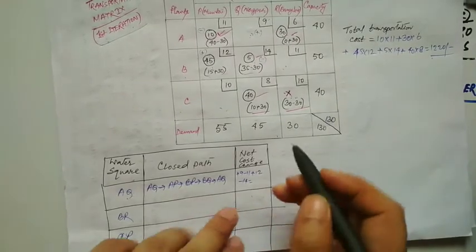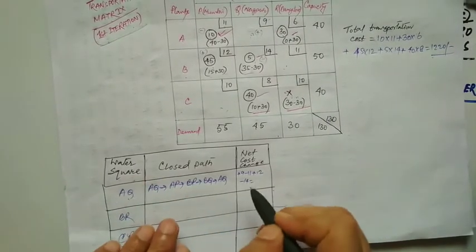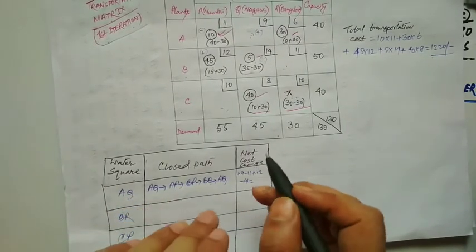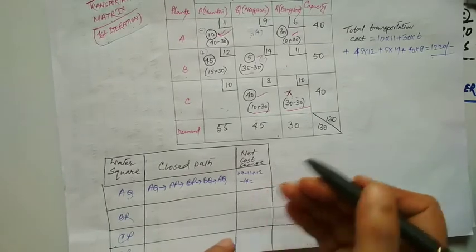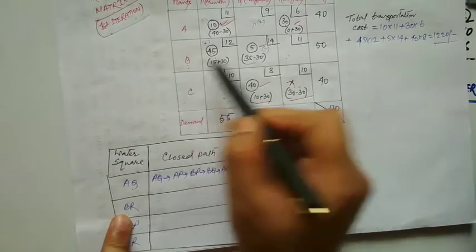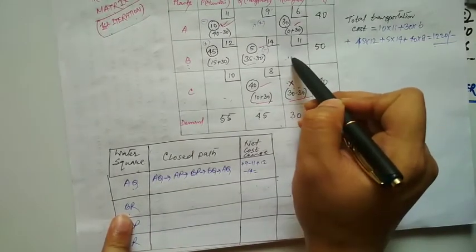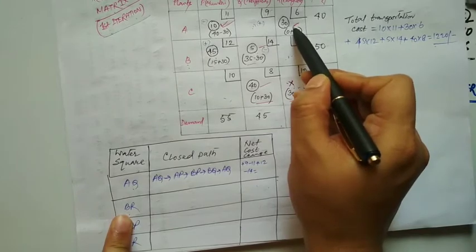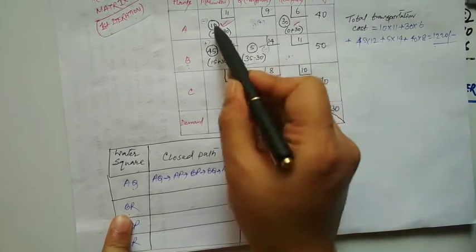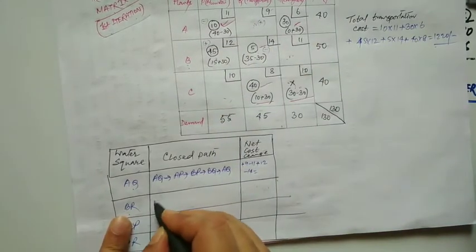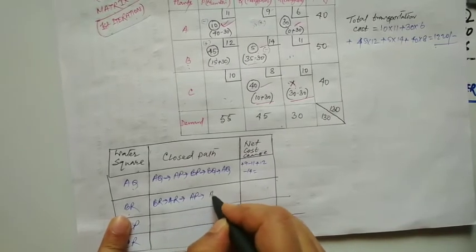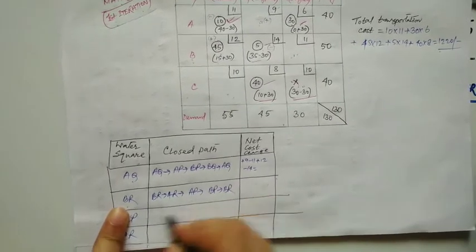If you are having any problem in finding this, you can rewind the video and see the first iteration. And if you still have a problem, you can comment in the comment section or you can call me. Next, BR. For BR, look, BR, then AR, then AP, then BP, then BR. So this is the closed path. I'll write it down: BR, AR, AP, BP, BR. Okay. For CP.